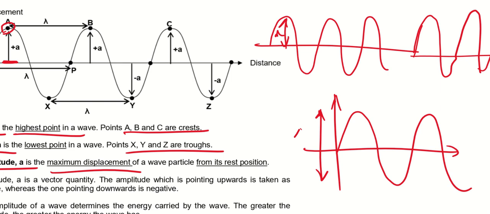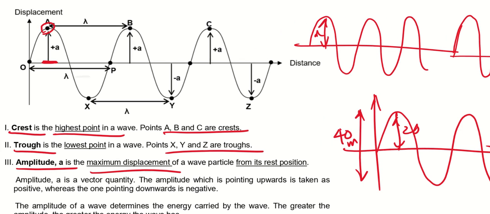I do this. I provide a number here, 40 meters. Then they ask you, what is the amplitude of this wave? What will students do? Without thinking, they will say 40 meters, because the number is provided for them. But what they need to do is 40 divided by 2, so it's 20. Are we okay? So crest, trough, and amplitude done.